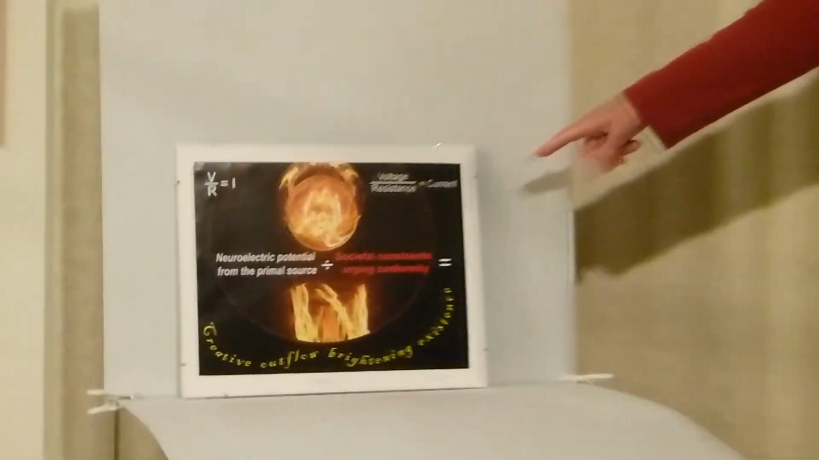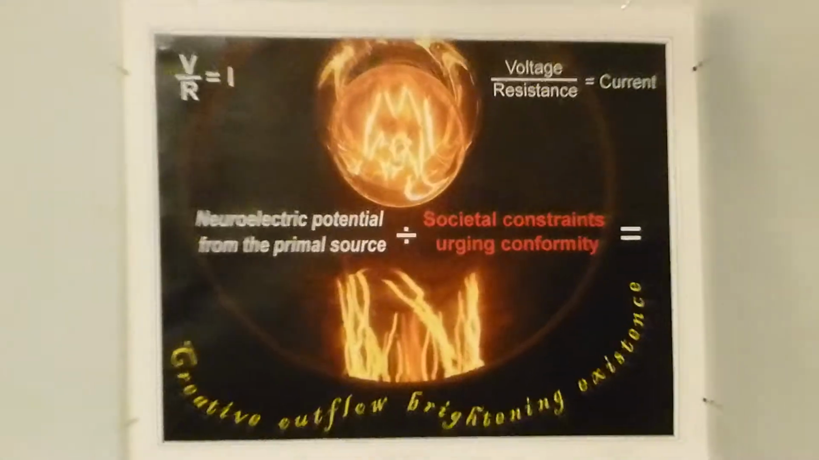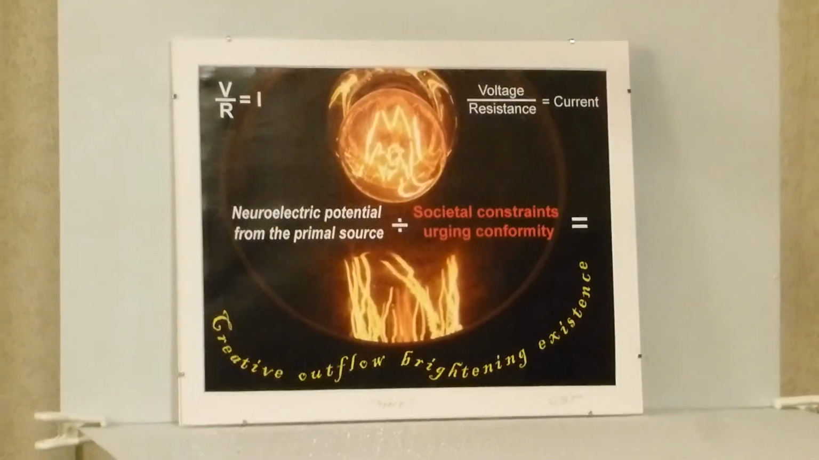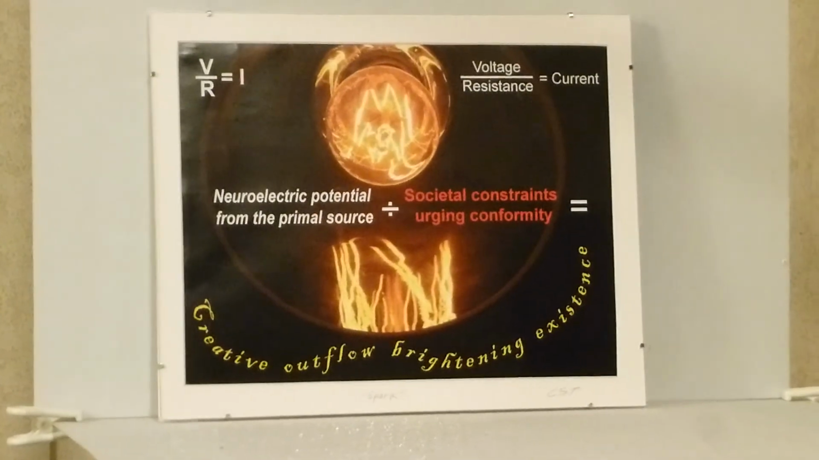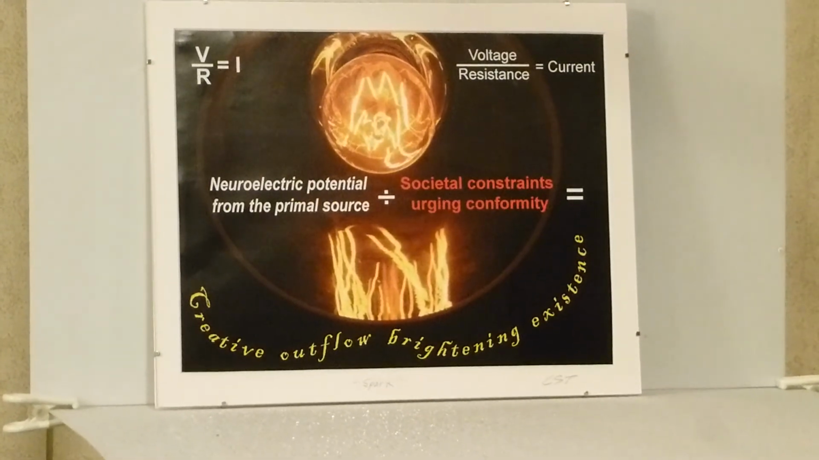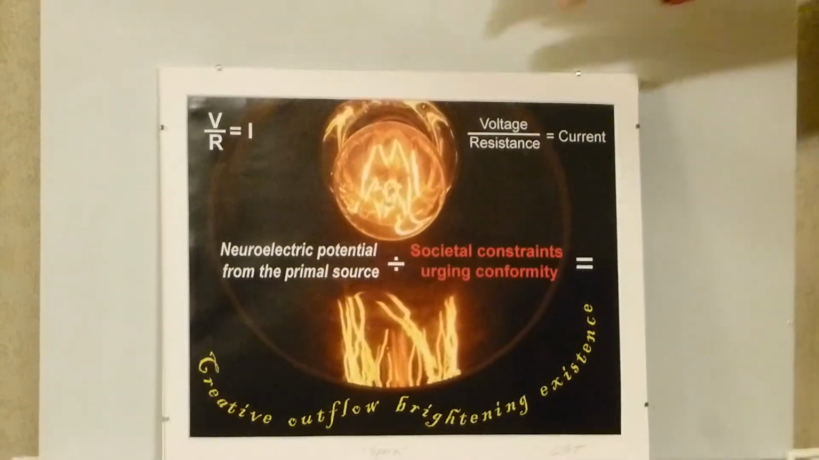Voltage divided by resistance equals current. The neuroelectric potential from the primal source divided by societal constraints urging conformity is equal to creative outflow brightening existence.